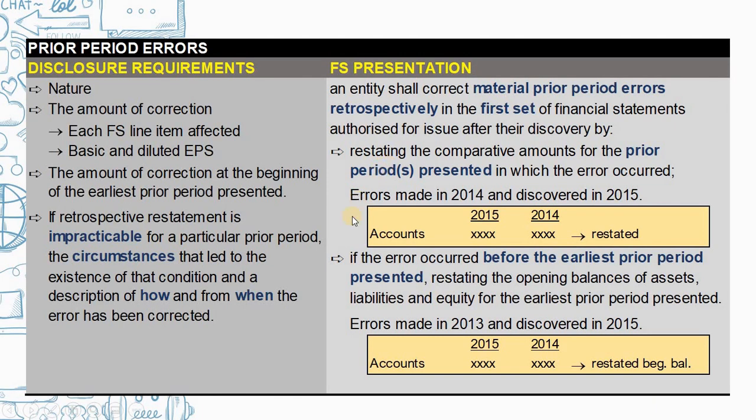And according to the standard, if the error occurred before the earliest prior period presented, we restate the opening balances of assets, liabilities, and equity for the earliest prior period presented. So it means that we need to restate the beginning retained earnings in 2019.